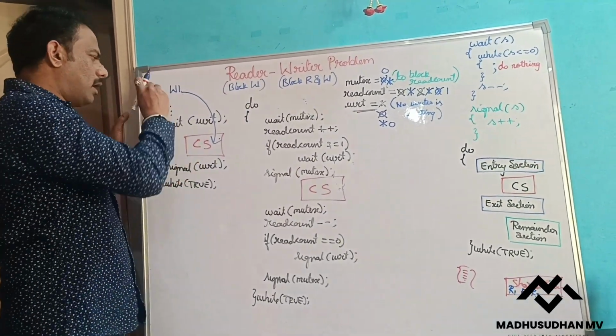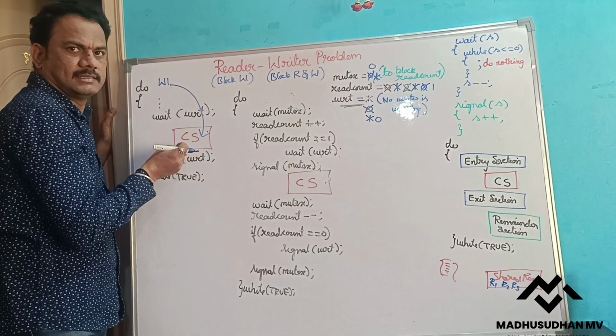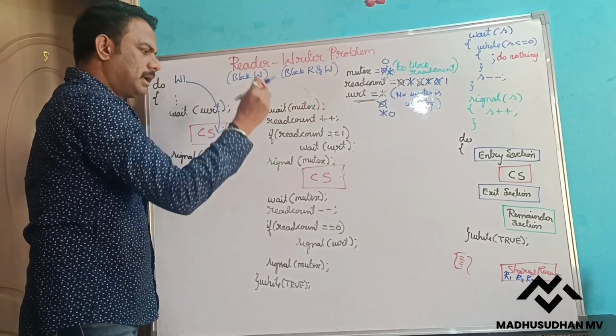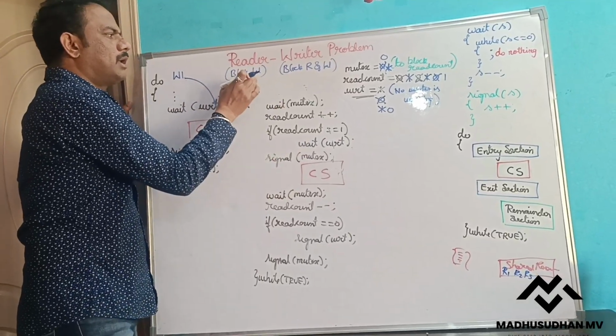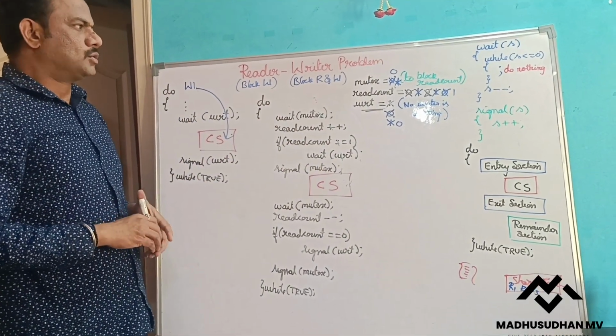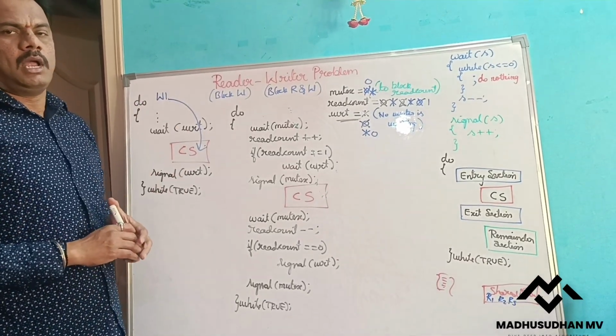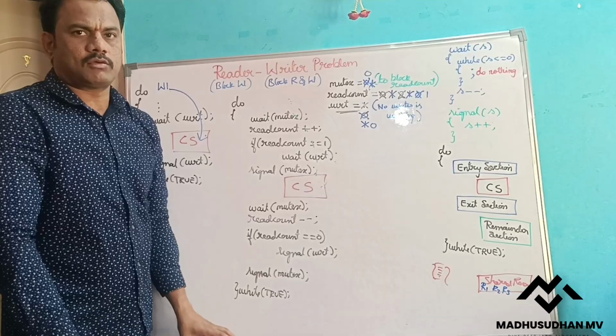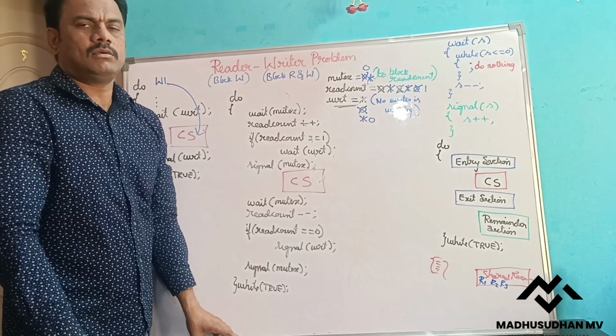This is how, when a writer is already inside, it blocks both reader and writer. But when a reader is already there, it blocks only the writer. We saw both the instances. So this is one of the classical problems. I hope you understood the concept. If you have any questions, please write them in the comments. Thank you. Thanks for watching.